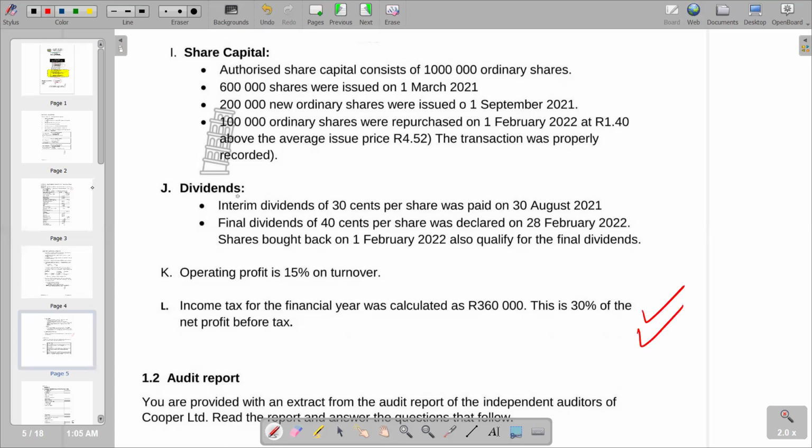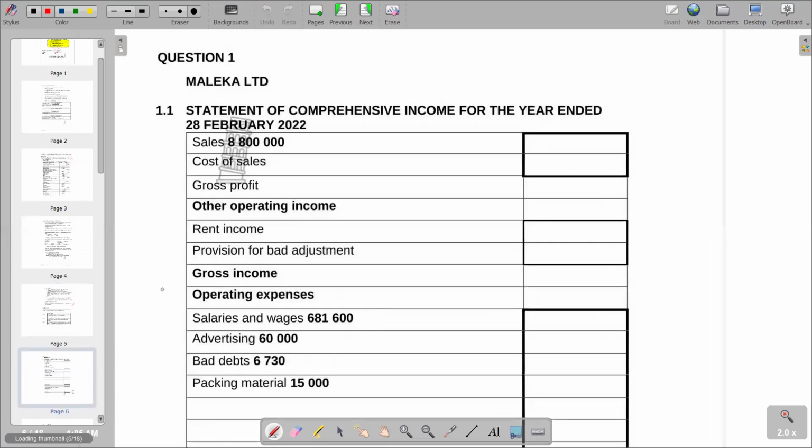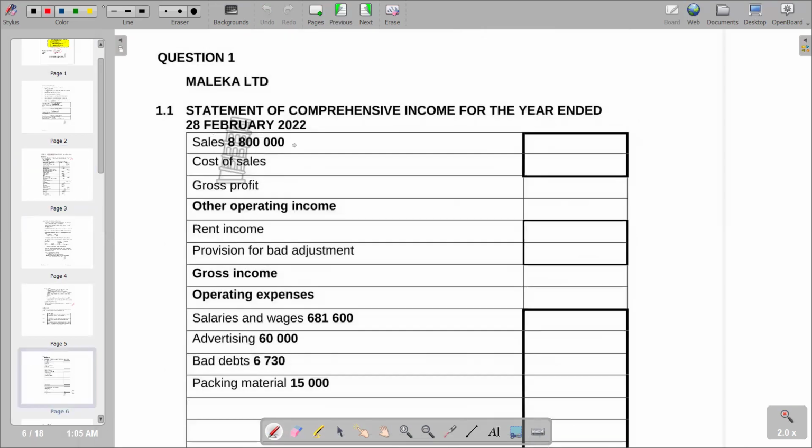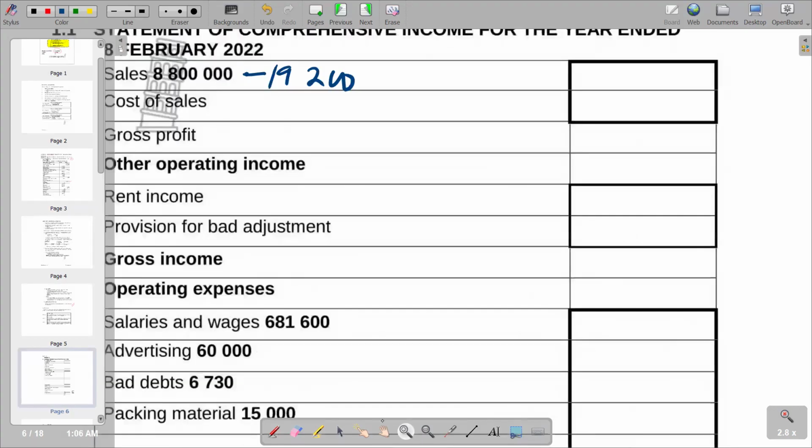This is going to be our answer section. We start with the 8,800,000 being pre-entered, so we can refer back to the question. Then we have to look for any debtors' allowance or sales returns. We've got a debtors' allowance here of 19,200, so we are going to subtract this 19,200. That's what we have on that part.